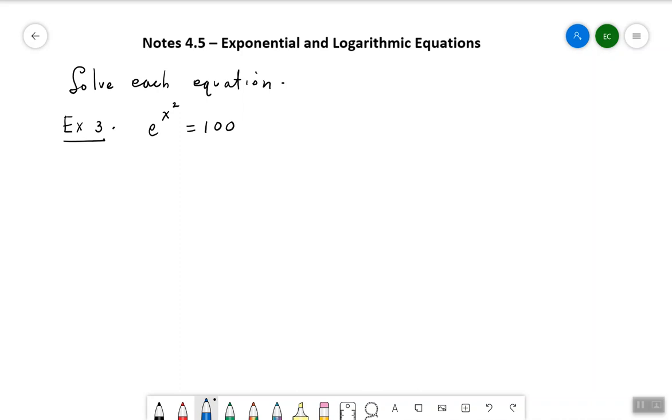Let's continue in section 4.5. Let's solve the following equation: e to the x squared equals 100. Notice the variable is in the exponent. That makes it an exponential equation.